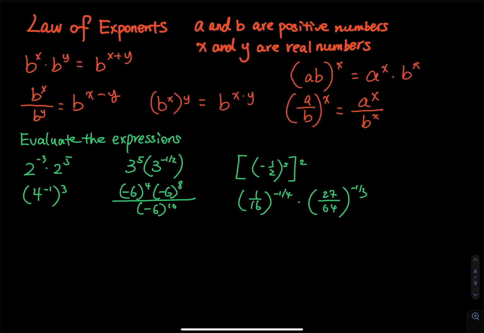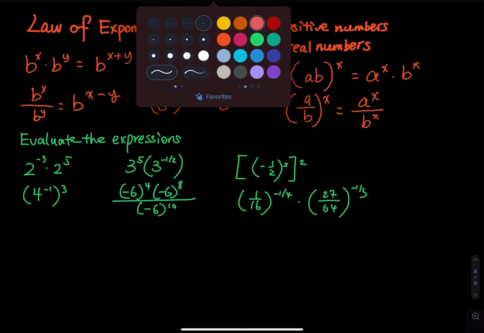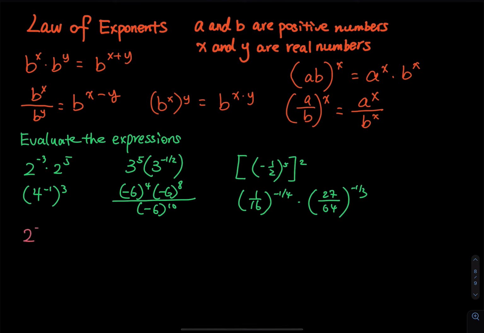So let's use these laws to evaluate the following expressions. Let's use color to divide this up. The first one is 2 to the negative 3 times 2 to the 5, right? So this one follows the first rule. They have the same base, and then you do negative 3 plus 5, so that is 2 to the second power, which is 2 times 2, that equals 4. If that were 2 to the negative 2 power, then you have 1 divided by 2 times 2, which is 1 over 4.